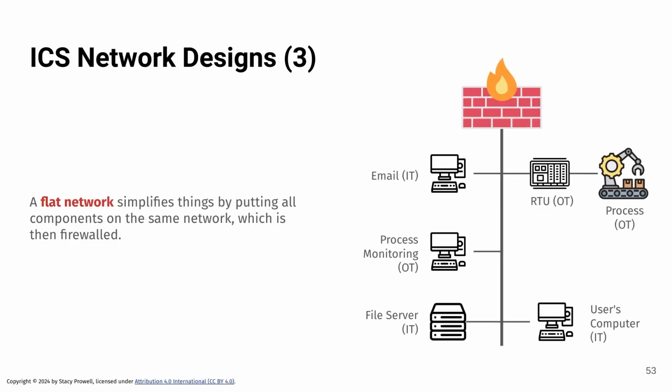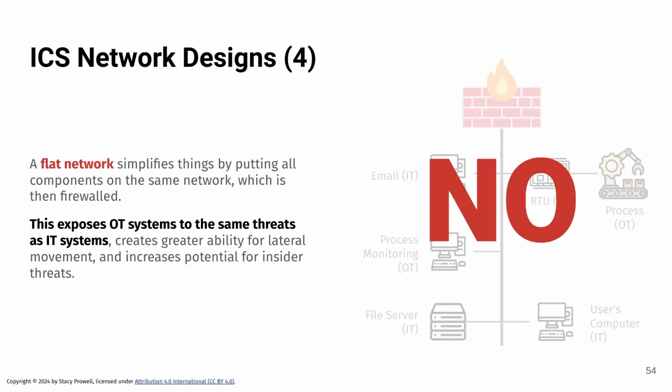So here's another design. This is a flat network. Basically, we have a firewall to protect us. And then we have some IT stuff like our email and our file server and some computers. And we have OT stuff. We have a process monitoring computer, typically an engineering workstation. We have an RTU, and then we have some controlled process. And we just run Cat6 and connect everything to a centralized switch, and we're done. And that's simple. It's easy to set up, pretty easy to maintain. There you go. We're firewalled. We're in good shape. Don't do this.